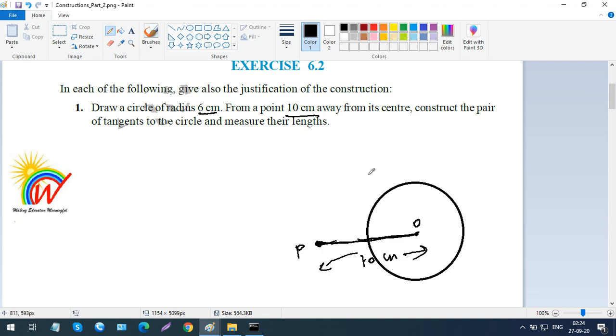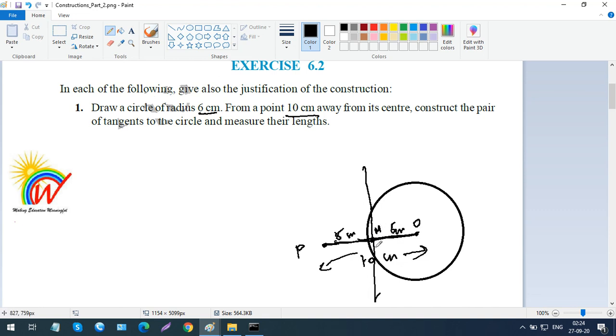When you bisect it, you will be getting something like this. Because the 6 centimeter is going to come inside, let me just say somewhere over here. So this side it's 5 and that side it's 5. Now take this point as M. Let us mark this as M.